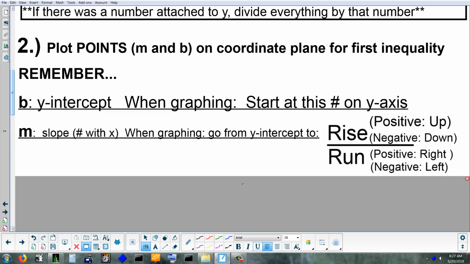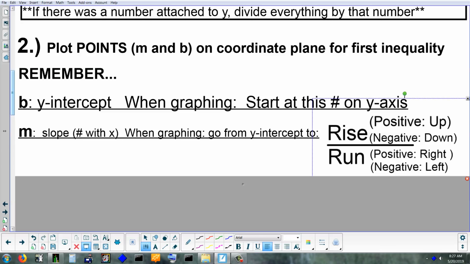The only time I would go left is if I was on the edge of my graph and I needed more points and I didn't have any room to go right, then you could go the other way. But to keep it simple, we go up if it's positive, down if it's negative, and we always try to go to the right. You only go to the left if you completely run out of room, right?